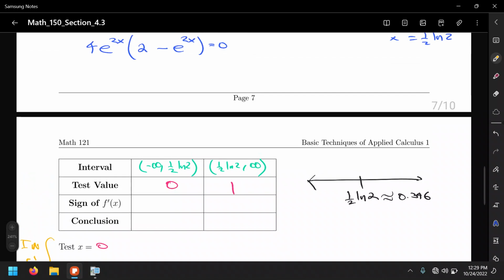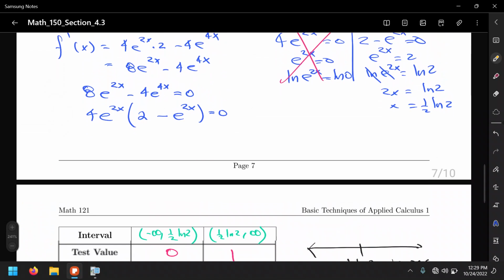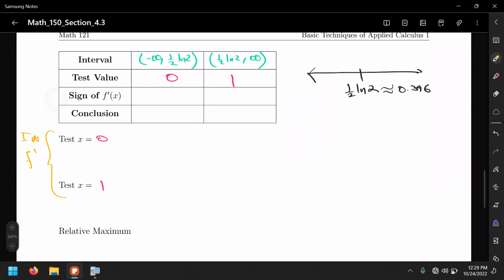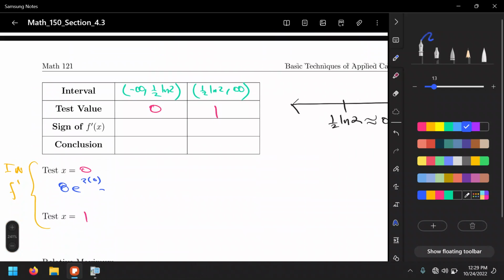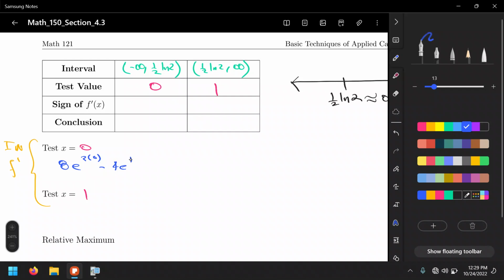So f prime, which is 8 e to the 2x minus 4 e to the 4x. 8 e to the 2 times 0 minus 4 e to the 4 times 0. Well, this is going to be e to the 0, which is 1, times 8, and e to the 0, which is 1, times 4. That's 8 minus 4, which is 4. This means this is positive.